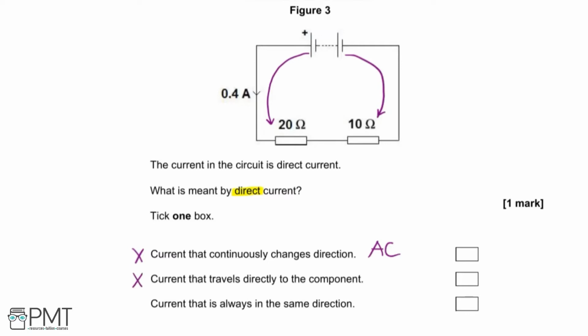Is it current is always in the same direction? Yeah, so that does sound a lot more direct than the first one, and that does make sense, so this must be our answer. And we would be correct, because that is the definition of direct current.